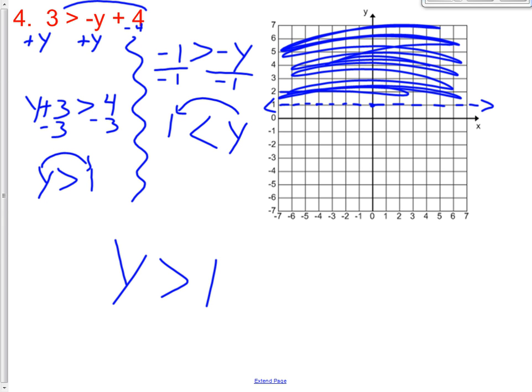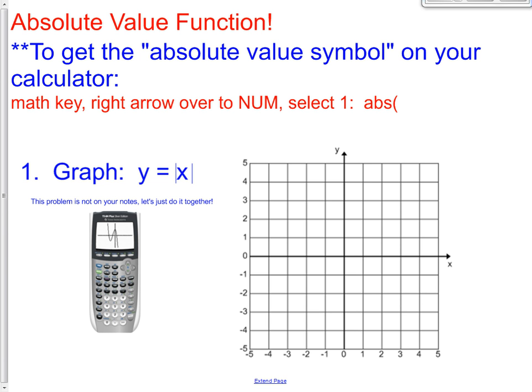Be sure to let me know if you have any questions on that when you get to class tomorrow. But I think you guys are all pretty good at that. This is just a refresher on things that you've learned in previous math classes. So now let's go on to maybe something a little bit new, and that's the absolute value function.